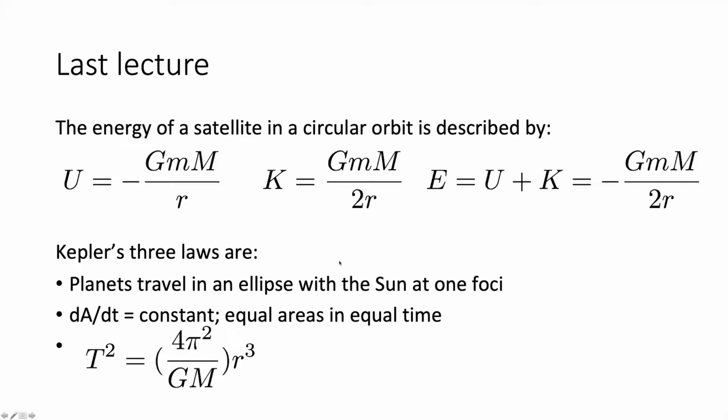We also saw Kepler's three laws, which tell us that planets travel in an ellipse with the sun at one focus, that dA/dt, that is the rate of change of area in the orbital plane, is constant, or we can say this is equal areas in equal time, and that the period squared is proportional to the radius cubed, and the proportionality constant is 4 pi squared divided by GM, where M is the mass of the sun which the planets are orbiting.